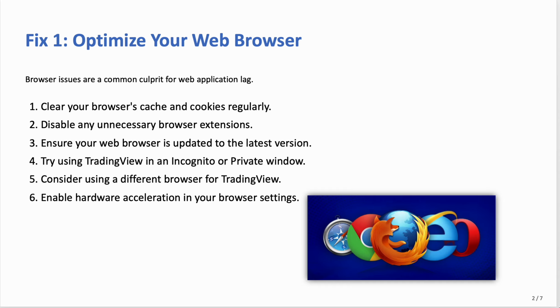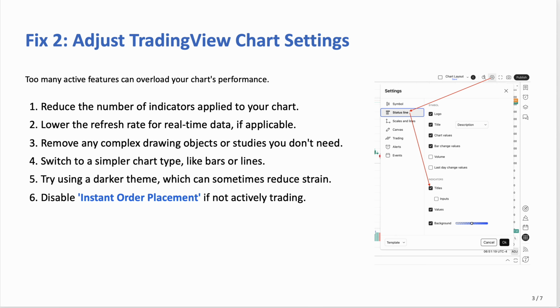Fix one is optimize your web browser. Browser issues are the common culprit for web application lag. So clear your browser cache and ensure your browser is up to date to the latest version. Also disable unnecessary extensions and try using TradingView in an incognito or private window, and enable hardware acceleration in your browser settings.